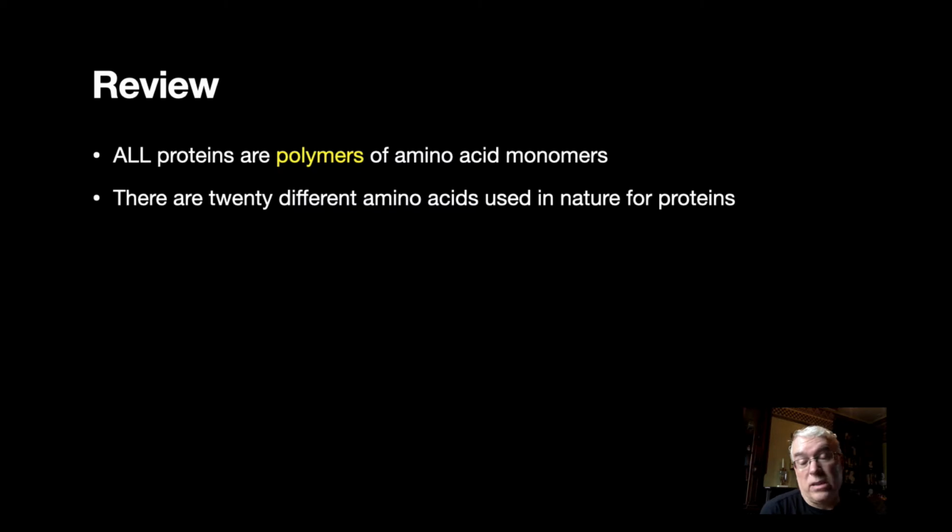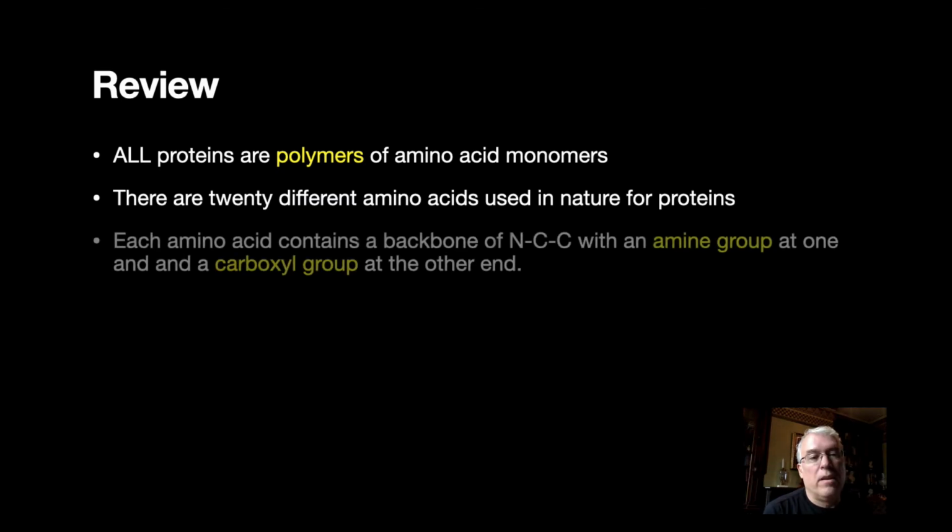Now, if you want to make some artificial or synthetic amino acids, scientists can certainly do that. But in terms of living cells or living systems, we only have to really work with 20 different amino acids. Each amino acid is built exactly the same with some exceptions. It has a nitrogen hooked to a carbon hooked to a carbon in this NCC type backbone.